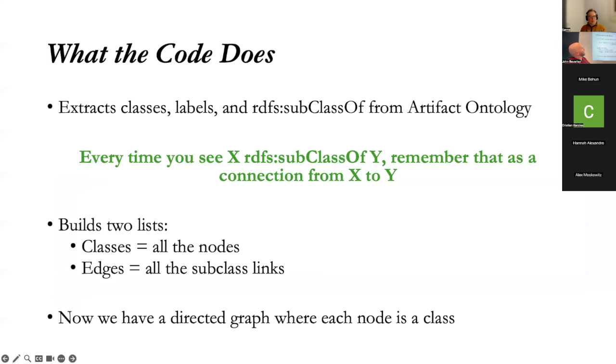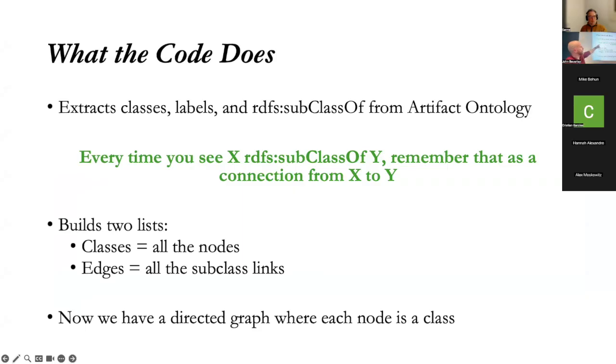What is it doing? So not quite, but that's something you'll be doing. So now, not quite though. For this, what it does is it extracts classes, labels, and RDFS subclass relationships from the artifact ontology.